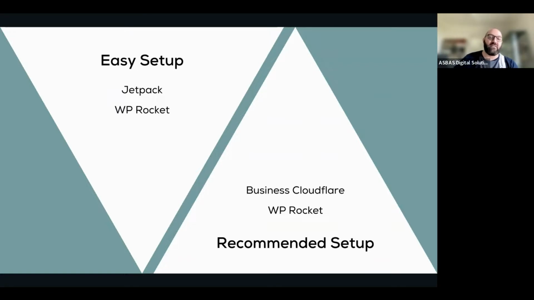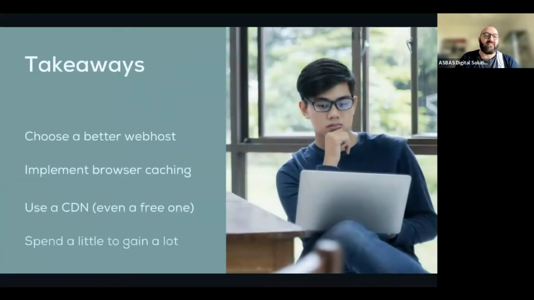And WP Rocket or Lightspeed cache are both very good to use in the back end of your WordPress website to speed it up. So takeaways from this section is choose a better web host. You get what you pay for. Don't choose cheap web hosts because they're cheap. Implement some browser caching by using things such as WP Supercache or W3 Cache or whatever those different ones are. Use a content delivery network, even if it's a free one like Jetpack. It will increase your page speed.